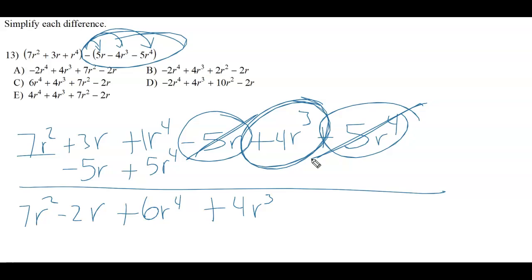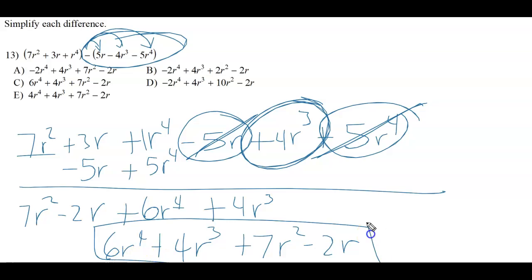Here's our answer. And like I said, we do prefer to have them lined up from highest exponent to lowest. So if we did that, we would have 6r to the 4th plus 4r cubed plus 7r squared minus 2r. That's the way to write our answer, and that's how they'll have it up here. And the only one that matches that would end up being this guy right here.